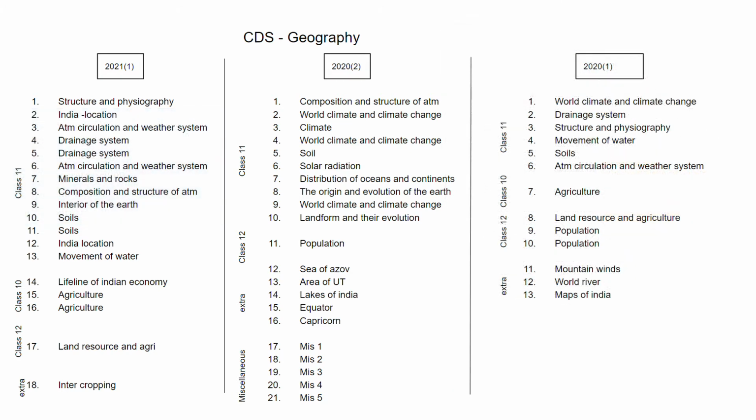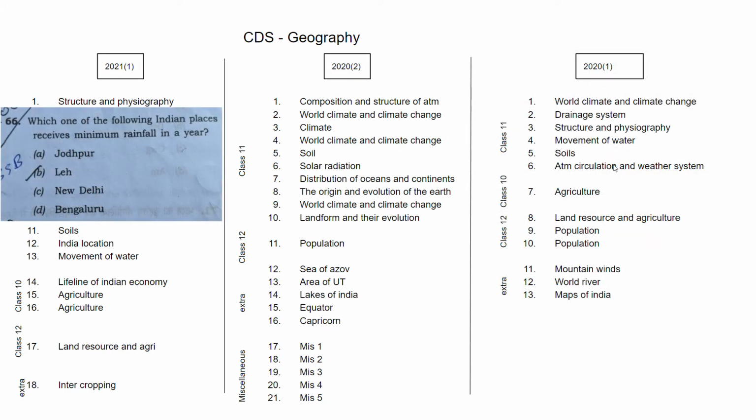Now coming to the next question, which is from the climate chapter, NCERT. It is also the same kind of question that you cannot do without understanding the chapter. Which of the following Indian places receives minimum rainfall in a year? Now we know that Ladakh is a desert, a cold desert. It means there is least rainfall. But you will get more idea when you read the chapter on the Indian monsoon.